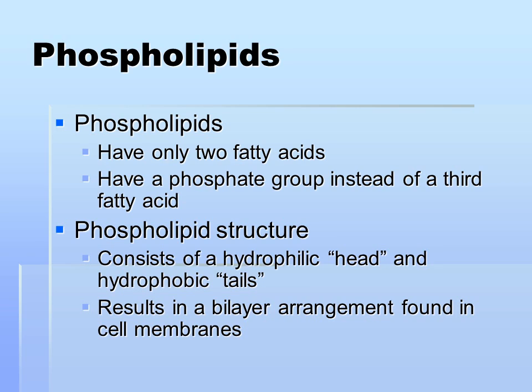Now, another type of lipid we're going to talk about is called a phospholipid. And phospholipids are really important to all living organisms. It says phospholipids have only 2 fatty acid tails. They have a phosphate group instead of a third fatty acid. So phospholipids are going to be shaped just a little bit differently.